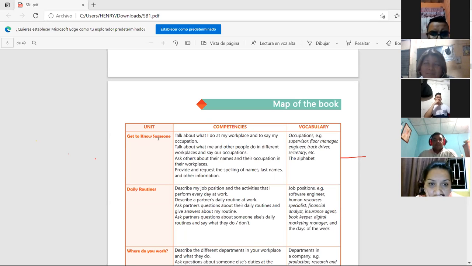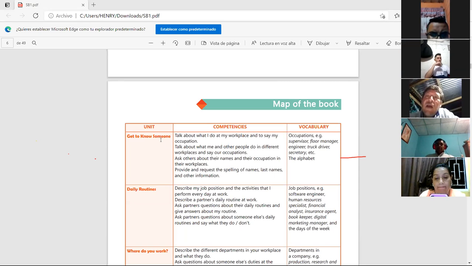Get to know someone. Repeat. Get to know someone, right? Llegar a conocer a alguien, right? That is the first part of the unit. Get to know someone.